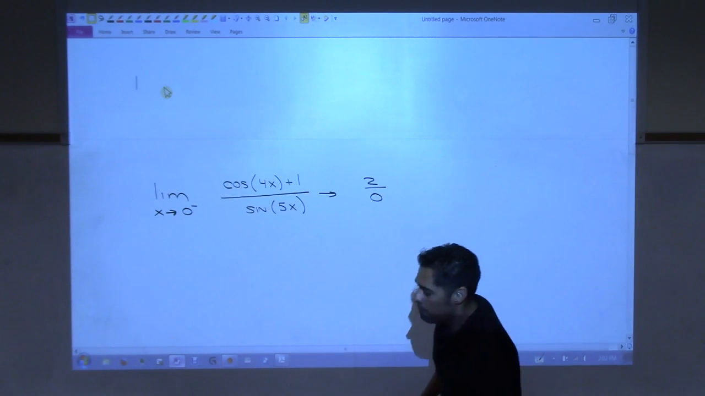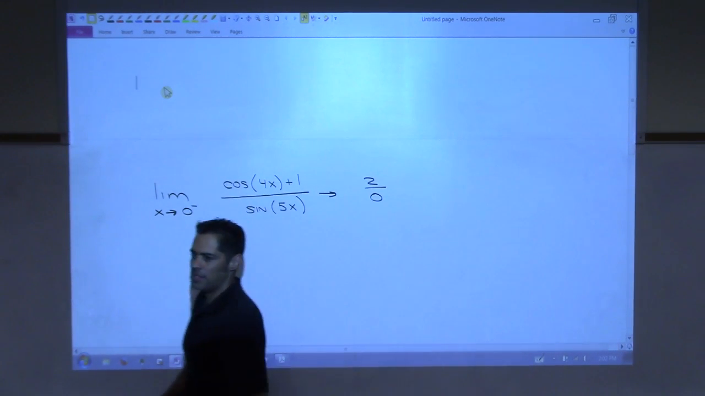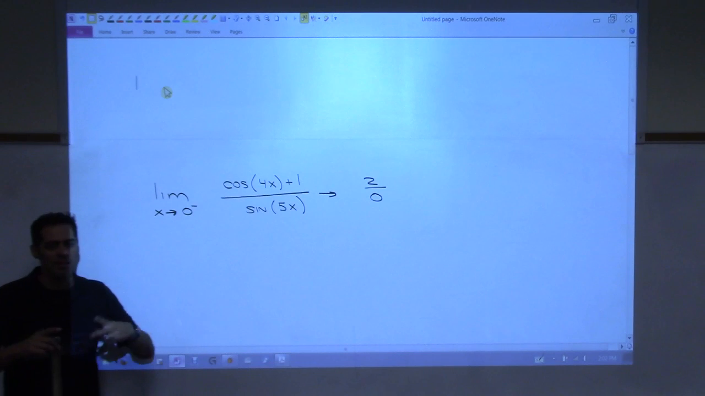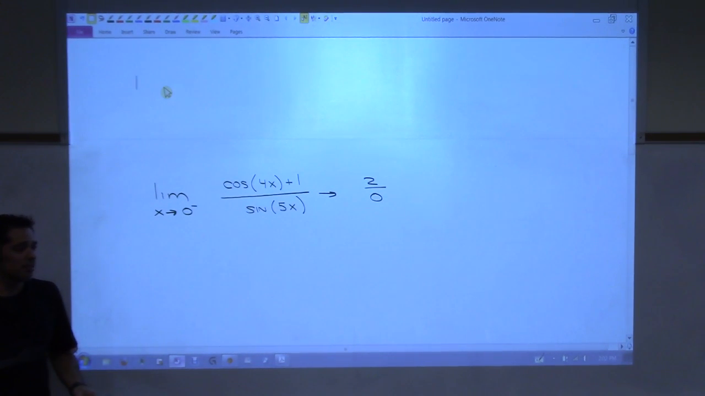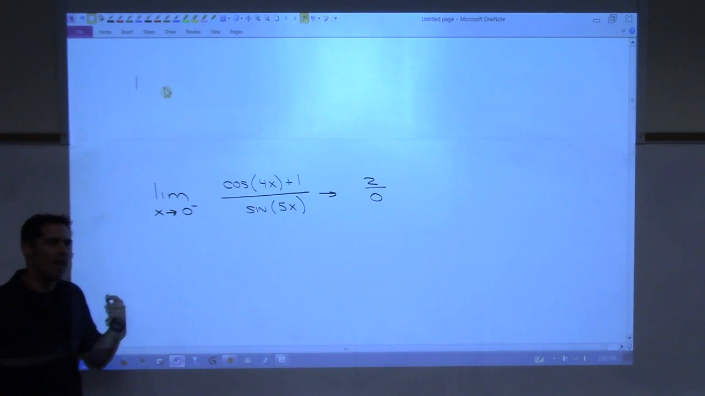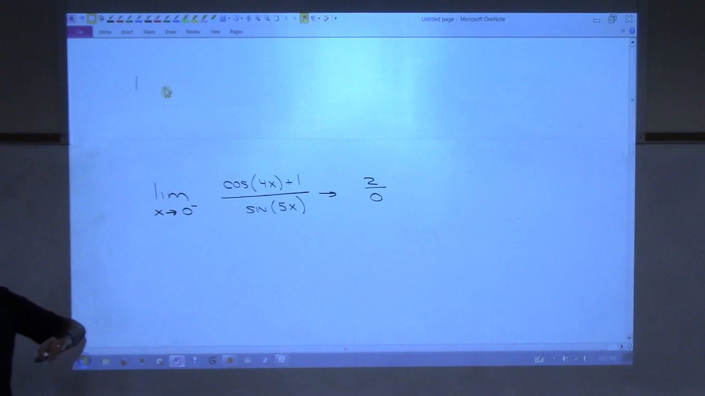What you want to be careful with on the test is seeing this and starting to think, oh, I need sine junk over junk. You don't need that here because you don't have 0 over 0. This is one where you're going to figure out whether it's positive or negative to determine one of those 3 answers.